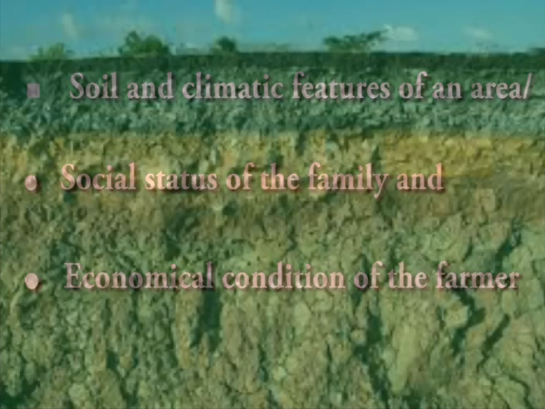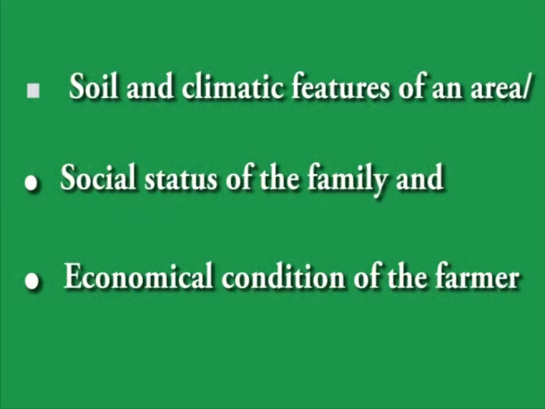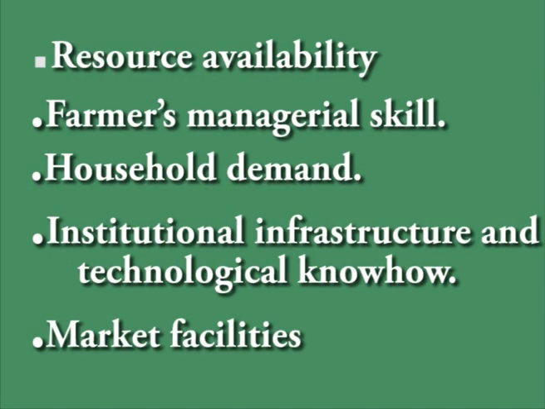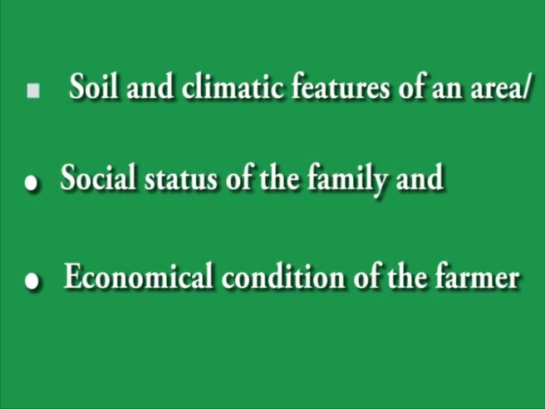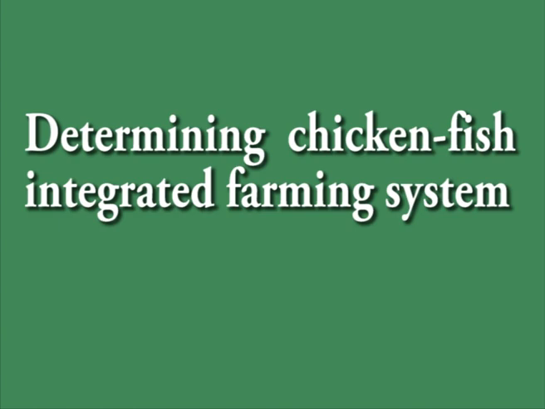Soil and climatic features of an area, soil status of the farm and social customs prevailing in the locality, economic condition of the farmers, that means return or income from the existing farming systems, resource availability at a farm and present level of utilization of the resource, economics of the proposed integrated farming system and credit facility, farmers' managerial skill, household demand, institutional infrastructure and technological know-how, and market facility are all criteria for crop-livestock enterprise selection. Student, what is the determinant of chicken-fish integrated farming system?